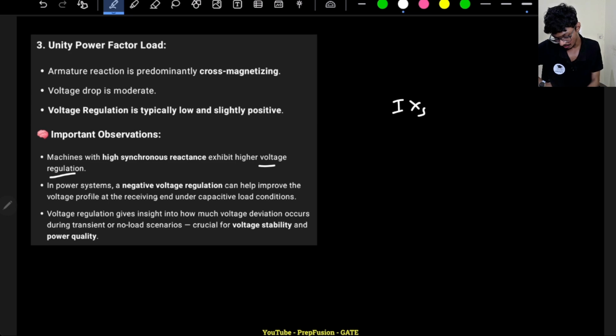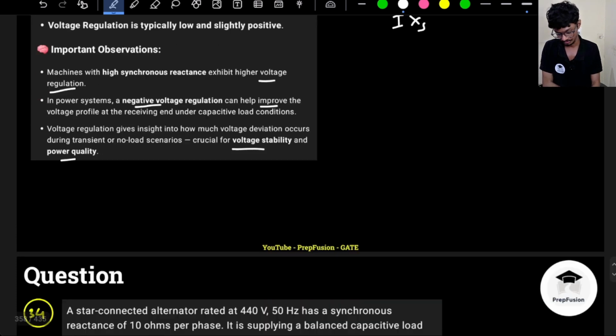In power system, negative voltage regulation can help in improving the voltage profile. This we will see in the power system. So voltage regulation basically tells us how stable my voltage is with change in current. If I change my current, how stable will my voltage be at the terminals? That is the parameter that voltage regulation gives me. That is why voltage regulation is very important to us.